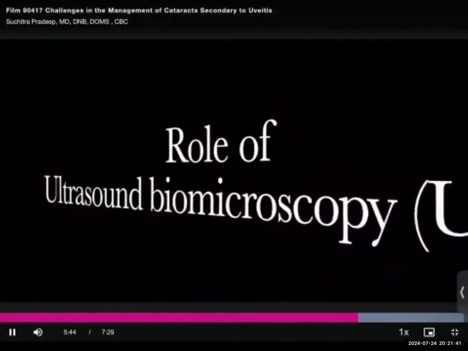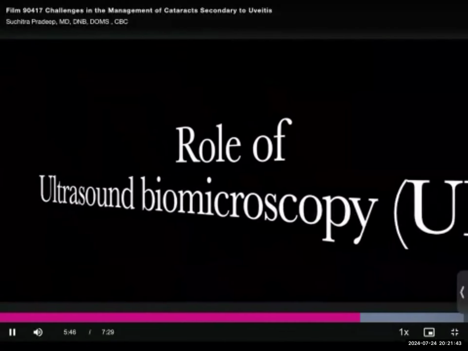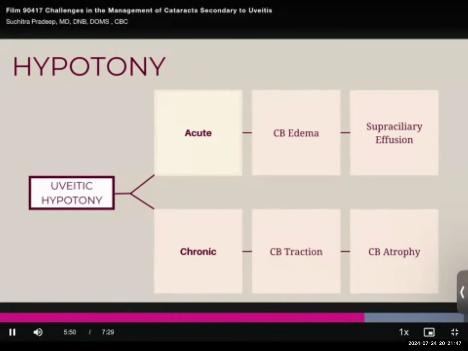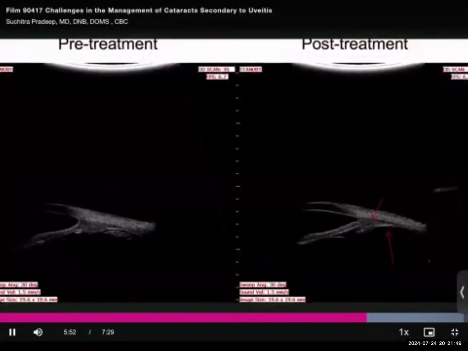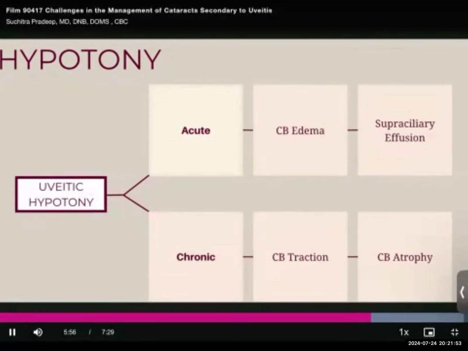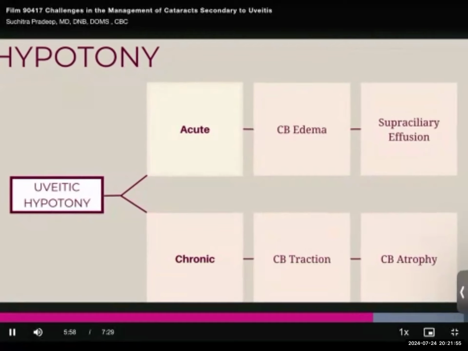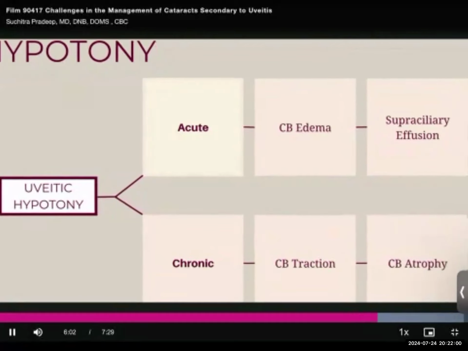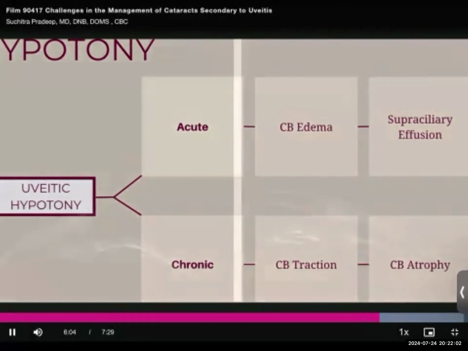Ultrasound biomicroscopy helps in the decision making of uveitic cataracts associated with hypotony. Ciliary body edema or supraciliary effusion on ultrasound biomicroscopy will respond to an adequate dose of systemic corticosteroids. Once the intraocular pressure rises and inflammation subsides, these cataracts can be successfully operated with phacoemulsification and intraocular lens implantation.